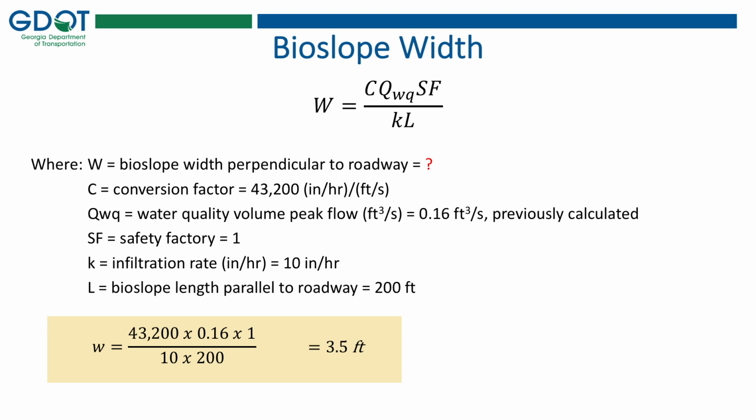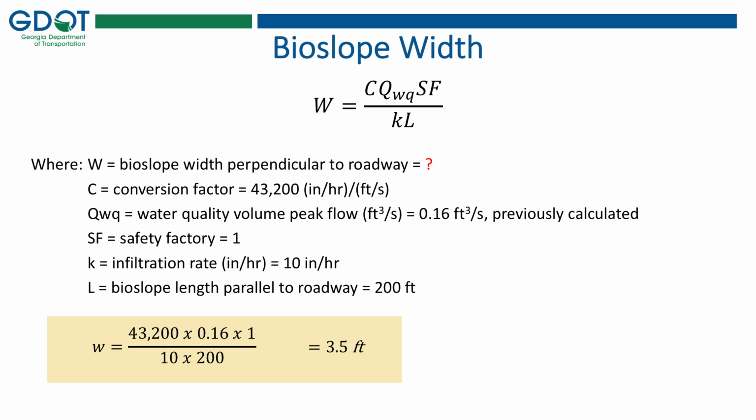Our conversion factor, C, is equal to 43,200, which converts feet per second to inches per hour. The water quality peak flow rate, QWQ, is 0.16 cubic feet per second. For bioslopes, we use a safety factor, or SF, of 1. We use an infiltration rate, K, equal to 10 inches per hour based on media specification and factor of safety. L is the bioslope length parallel to the roadway, which is 200 feet, or equivalent to the roadway length. This gives us a bioslope width of 3.5 feet.